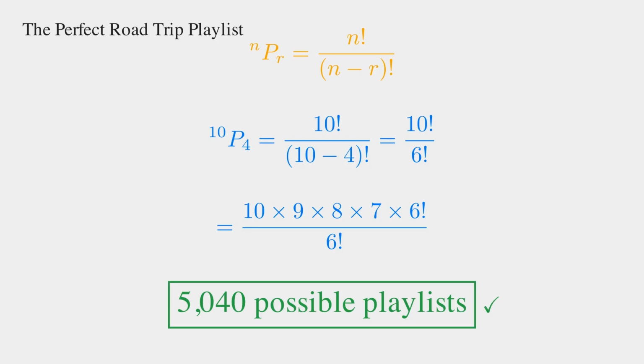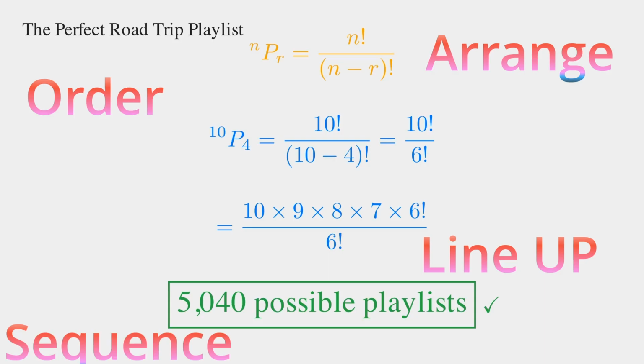Here is your IB exam tip again. Now, look for keywords like arrange, order, line up, or sequence. These are strong indicators that you need to use the permutation formula, which is available in your formula booklet.